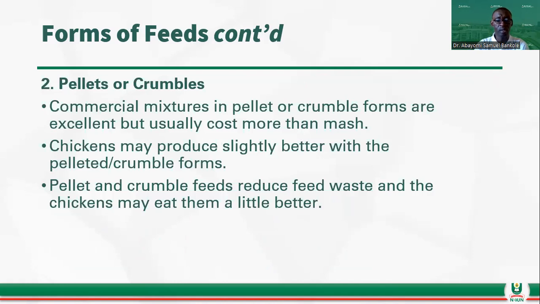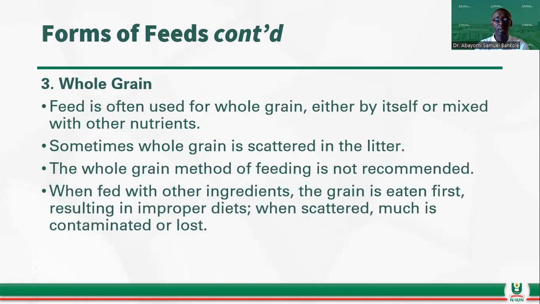Another form is the pellet or crumbles. Commercial mixtures in pellet or crumble forms are excellent, but they usually cost more than the mash. Now, chicken may produce slightly better with the pellet or crumble form. Pellet and crumble forms reduce feed wastage, and the chicken may eat them a little better.